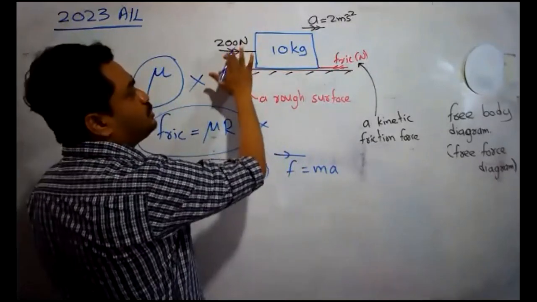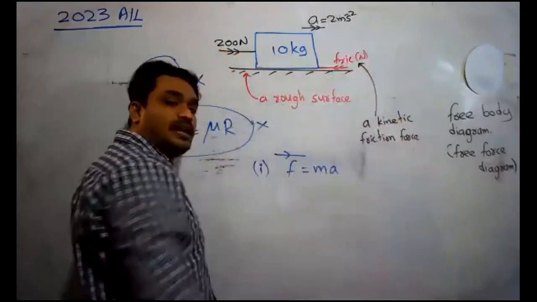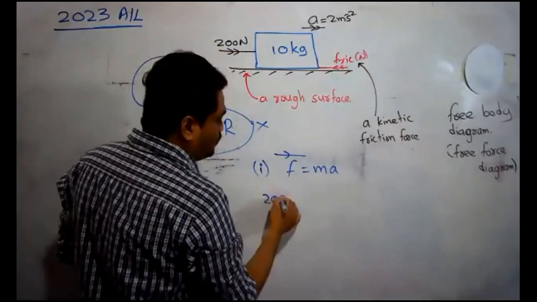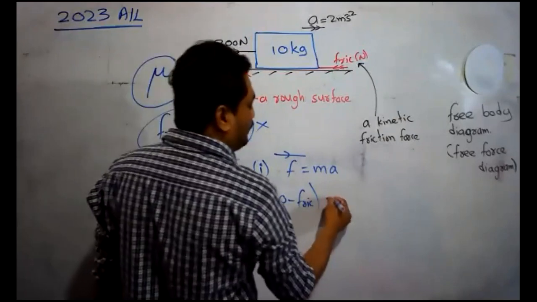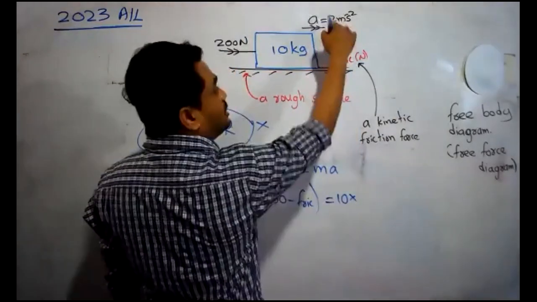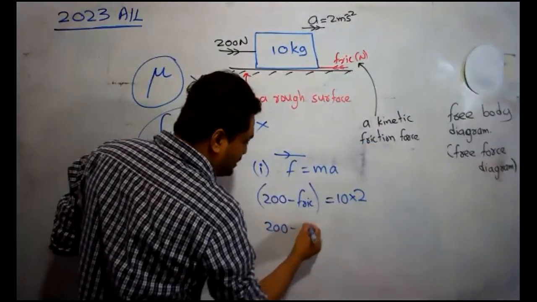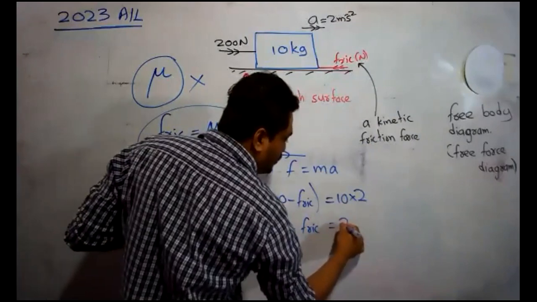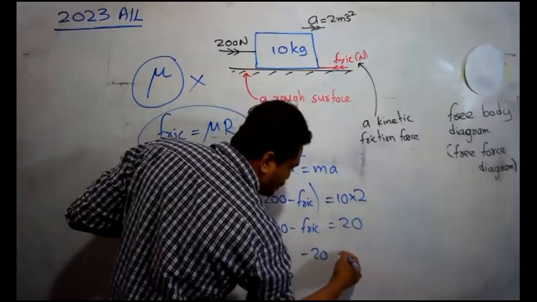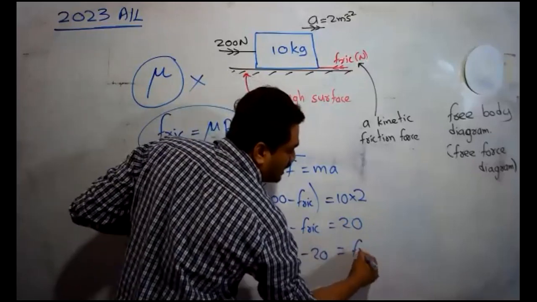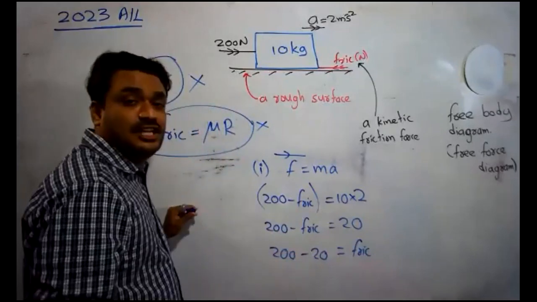Two horizontal forces, 200 and friction. Therefore, the resultant horizontal force into the right hand side direction is 200 minus friction. Mass of the object is 10, acceleration is given as 2. 200 minus friction force equals 2 times 10, which is 20. Plus 20 comes to this side as minus 20. Minus friction force goes to the other side as positive friction force, and 200 Newton remains unchanged.